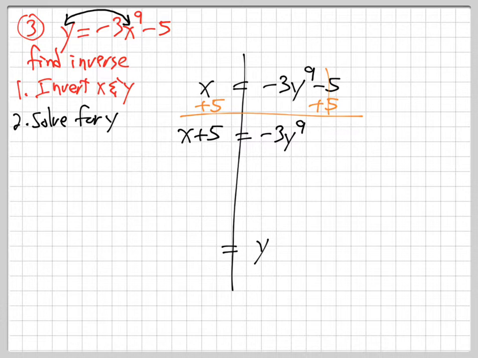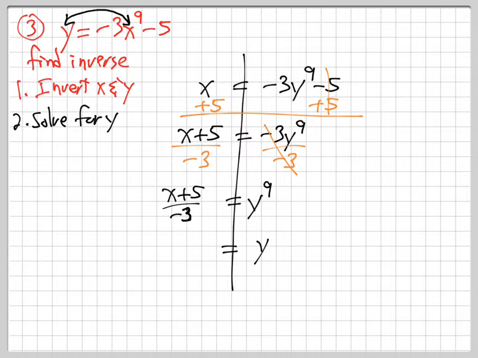Like that. Next step is to get rid of that negative 3. Now that negative 3 is multiplied by y to the 9th, so I've got to divide it. Divide by the negative 3. All right, and it cancels it out here, and that gives us y to the 9th is x plus 5 over negative 3.